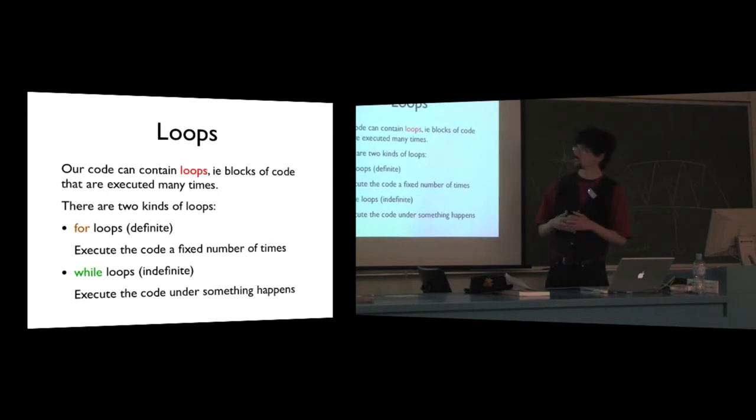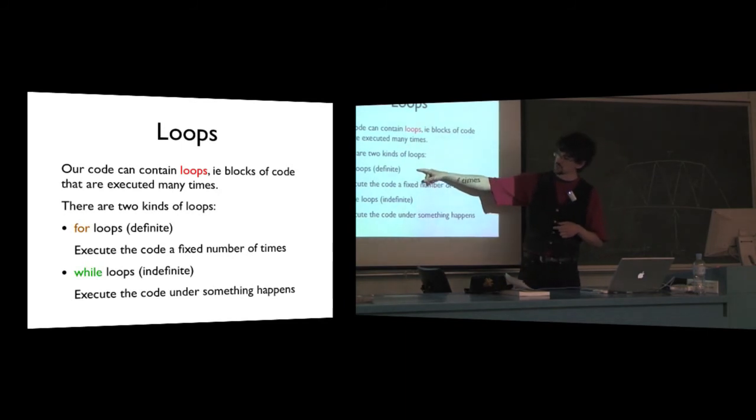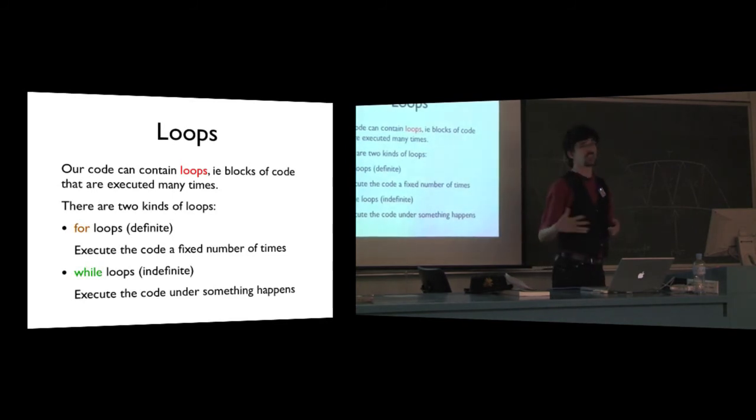So if you do have repetitions in your code, the way to represent them is to use a loop. There are two kinds of loops that we'll be dealing with. For loops, which are definite loops, which say if we know a fixed number of times we want to do something, we'll use a for loop. And while loops, which are indefinite loops, which means that we just keep executing the loop until some condition becomes true. Now we're going to look at for loops first, and we'll look at while loops a bit more in a later lecture.